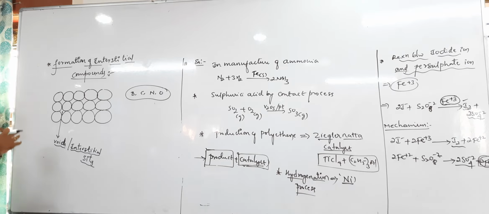Okay, hence you know that interstitial compound is being formed here. Okay, and though interstitial compound is being formed, there is no actual chemical bond formed between the non-metals and the corresponding metals, guys.